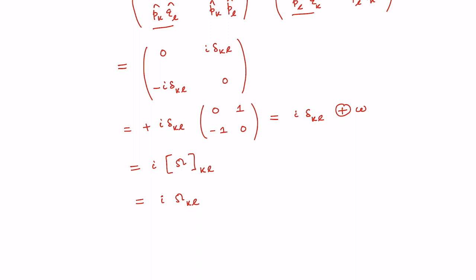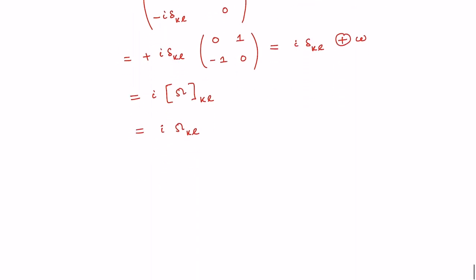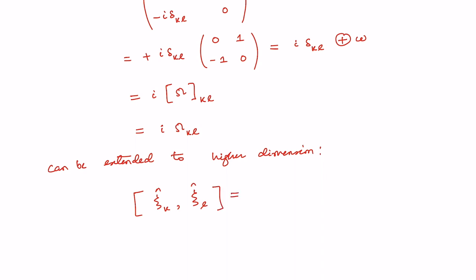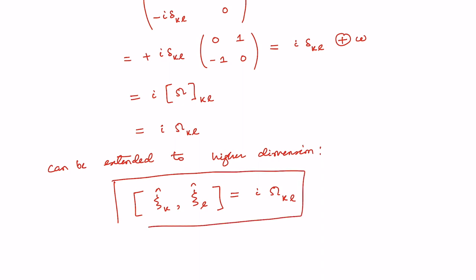So I have done this for n is equal to 1, and this can be easily extended to any higher dimension as well. And if it is extended to higher dimension, I am again going to get the commutation between ξ_k and ξ_l is equal to iΩ_kl. That's how I have shown you how this commutation relation can be obtained.